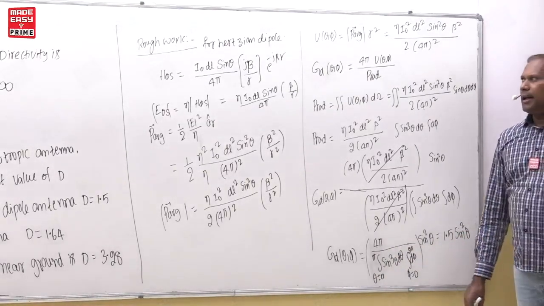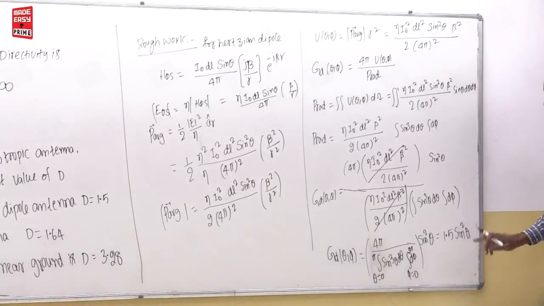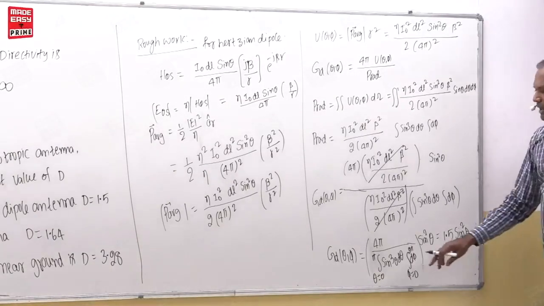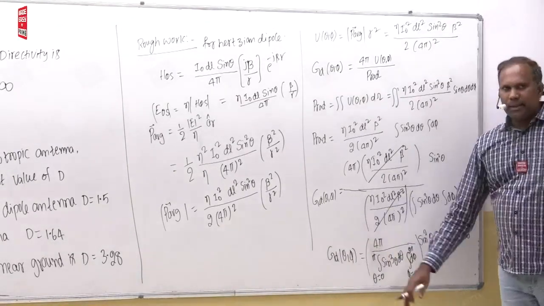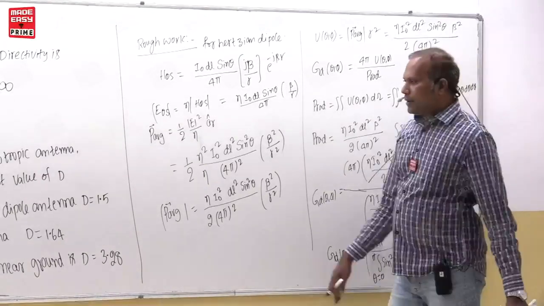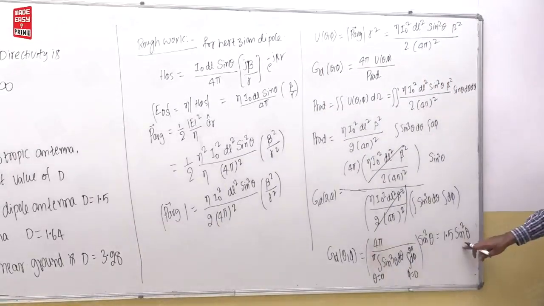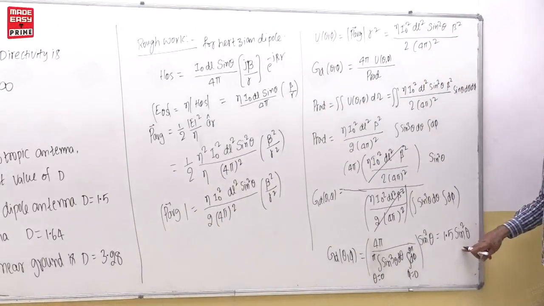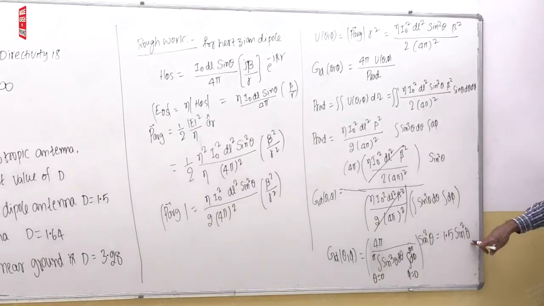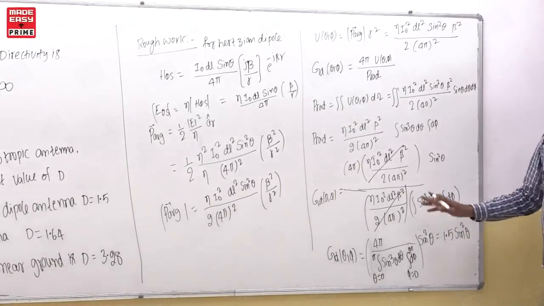So for the Hertzian dipole antenna, directive gain is 1.5 sin square theta. Now maximum directive gain means G_D max. Whenever theta is 90 degrees, the maximum value is 1.5 into sin square 90, that is 1.5. G_D max means the maximum value of directive gain when theta is equal to 90: 1.5 sin square 90, that is 1.5 you get. So this is the procedure.